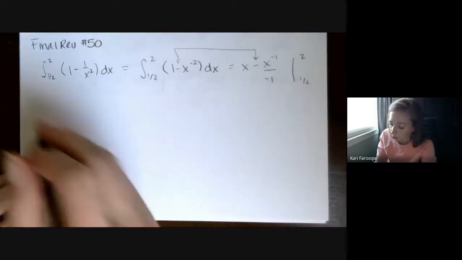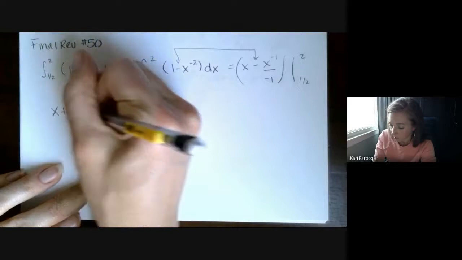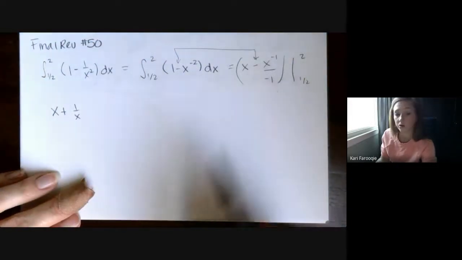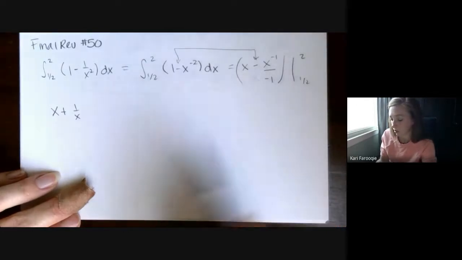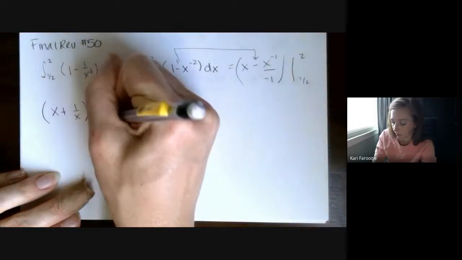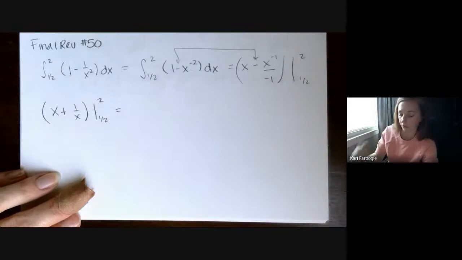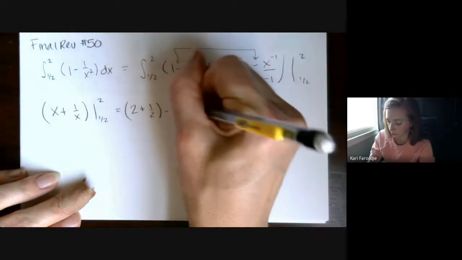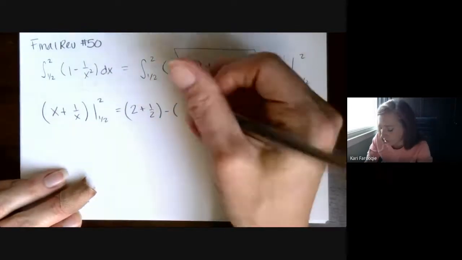So now I'm going to rewrite the antiderivative as x plus 1 over x. So the x to the negative first will now go into the denominator. And then dividing by negative 1, we'll just switch the value of this sign. And that will go from 1/2 to 2. And we'll evaluate at 2, and subtract off the antiderivative evaluated at 1/2.